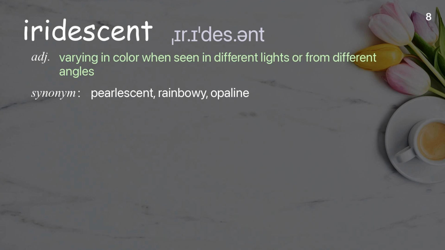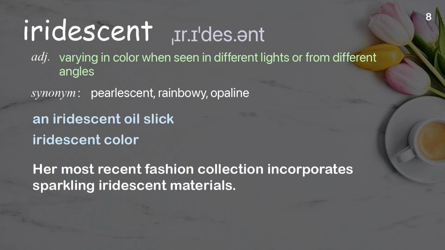Iridescent. Varying in color when seen in different lights or from different angles. Examples. An iridescent oil slick. Iridescent color. Her most recent fashion collection incorporates sparkling iridescent materials.